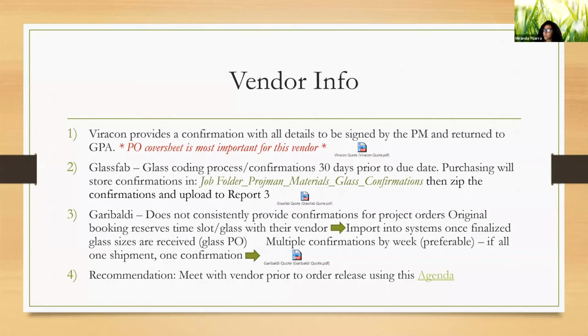Glass fab, we do glass coating and confirmations 30 days prior to the due date. Purchasing will store confirmations in your job folder, project man, materials, glass confirmations, and then zip the confirmations because they come in multiple confirmations because they do the glass by pallet for us. So we don't actually have to sort the glass when we receive it. We get it all palletized.